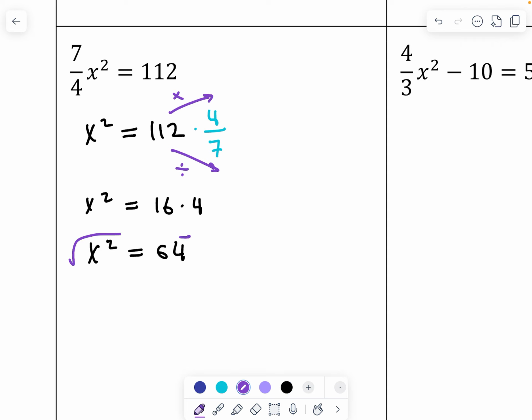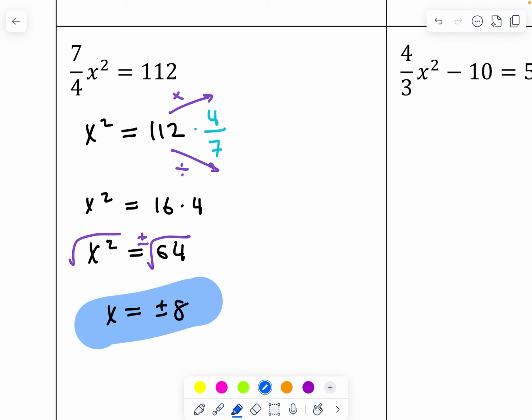We're going to square root both sides, plus or minus. Square root of 64 is 8. So plus or minus 8.